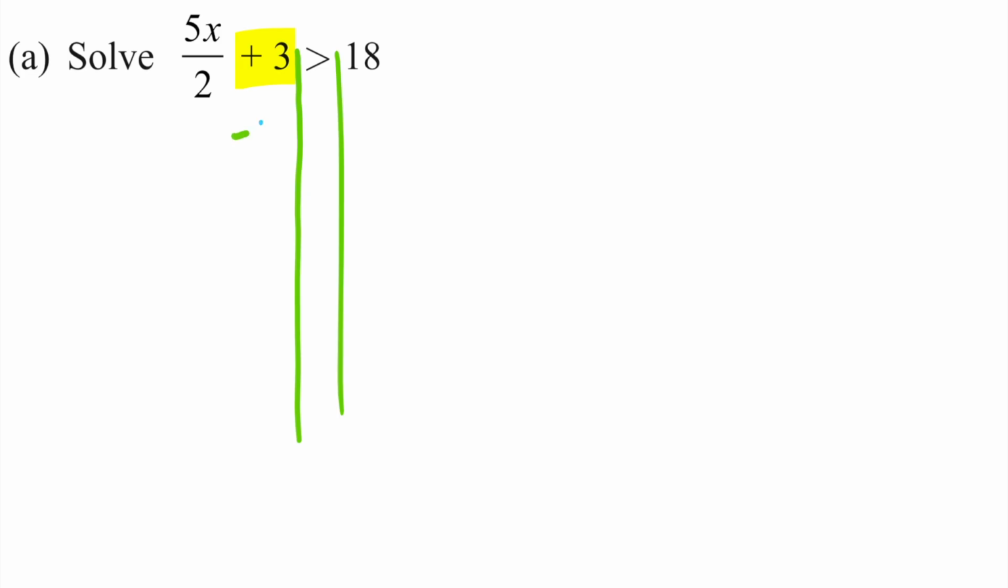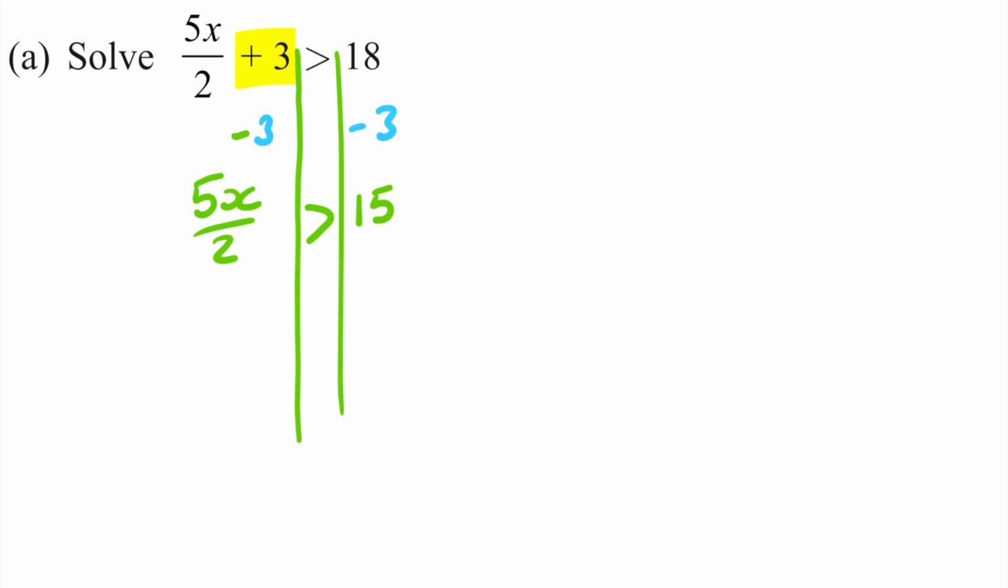opposite. The opposite of adding 3 is subtracting 3, so I'm going to subtract 3 from both sides. What that then does to the left is gets rid of the plus 3. So we are then just left with 5x over 2, greater than in the middle, make sure you remember that, and then 18 minus 3 gives you 15.